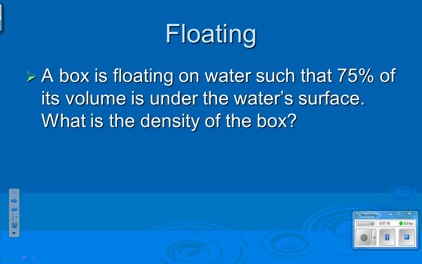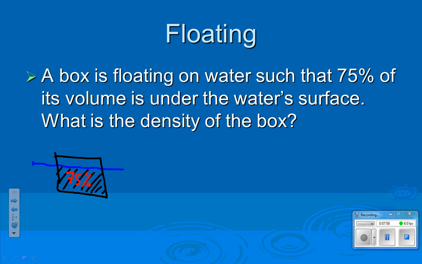So let's just take a minute to solve a hypothetical question. Let's say we've got a box and we put it in some water, and 75% of the volume of this object is under the water surface. What's the density of the box? There's a relationship between how much sinks and what the density is, and that's what we're trying to show here.